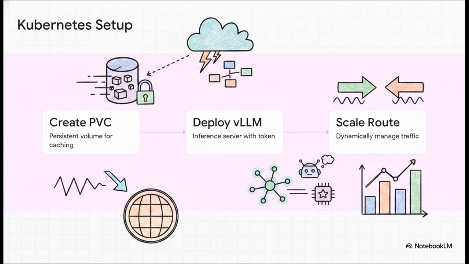Here's the kicker. By using persistent storage back in Step 1, when your pod inevitably restarts, it doesn't have to re-download a massive 50GB model from the internet over and over. It's already cached locally. That means your downtime is virtually zero.